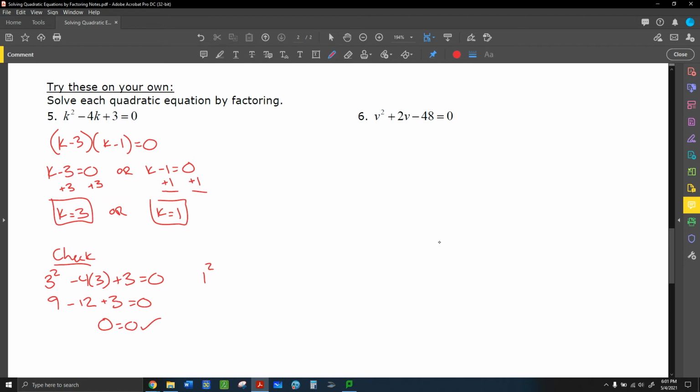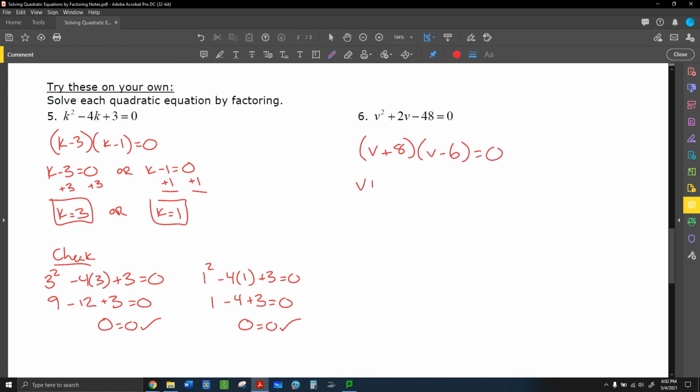Plugging in 1, we get 1 squared minus 4 times 1 plus 3 is equal to 0. 1 squared is 1, minus 4 times 1 is 4, plus 3 is equal to 0. 1 minus 4 plus 3 is indeed equal to 0. That checks out. Number 6, this trinomial factors into v plus 8 and v minus 6.